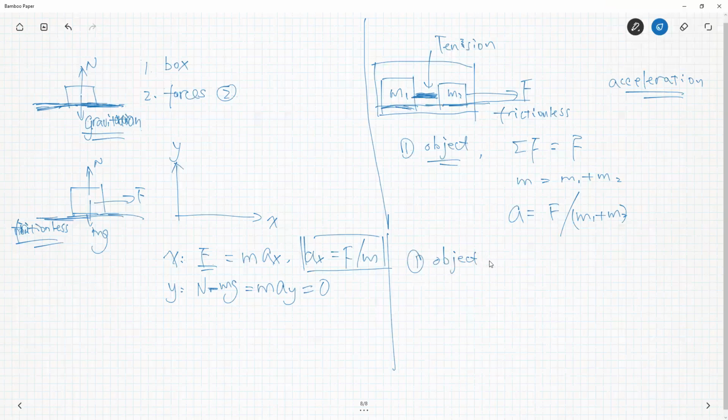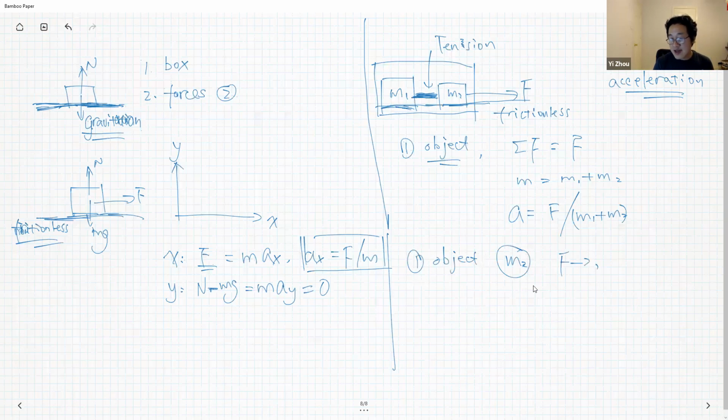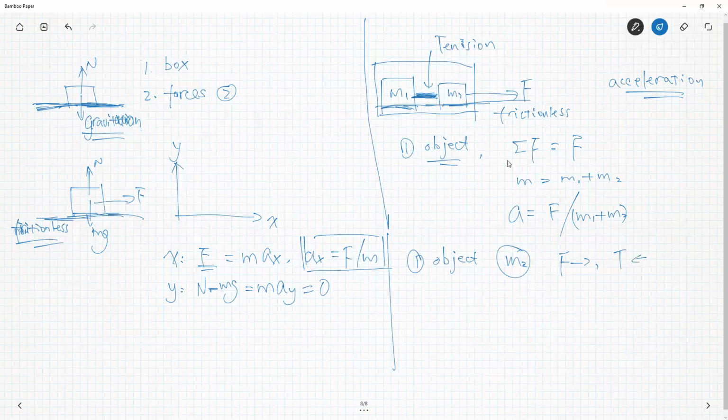M2. Okay, let's study M2. How many forces are working on M2? We have the F to the right, and we have tension. Tension is to the left. Pay attention that the tension on M2 is to the left, but the tension on M1 is to the right. That's the property of tension for different objects. You need to pay attention to which way the string is pulling you.